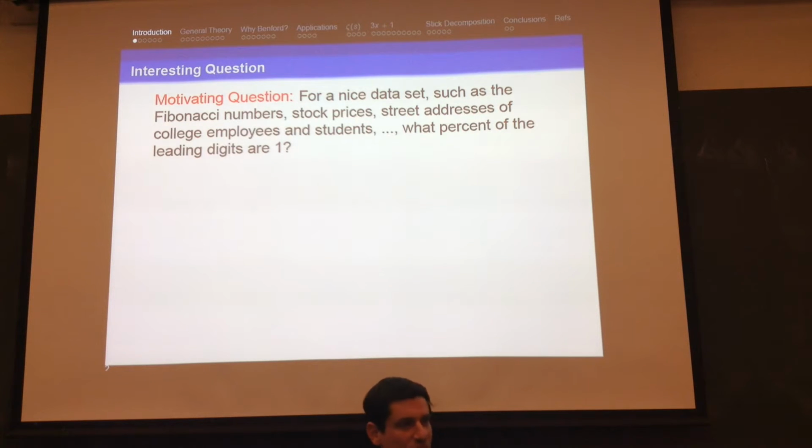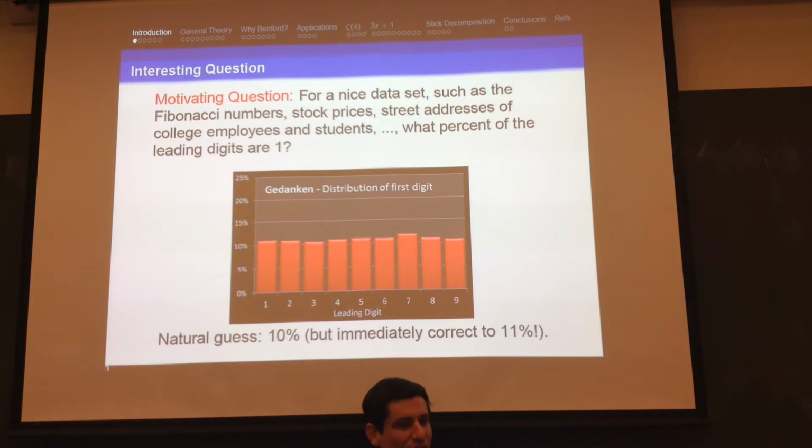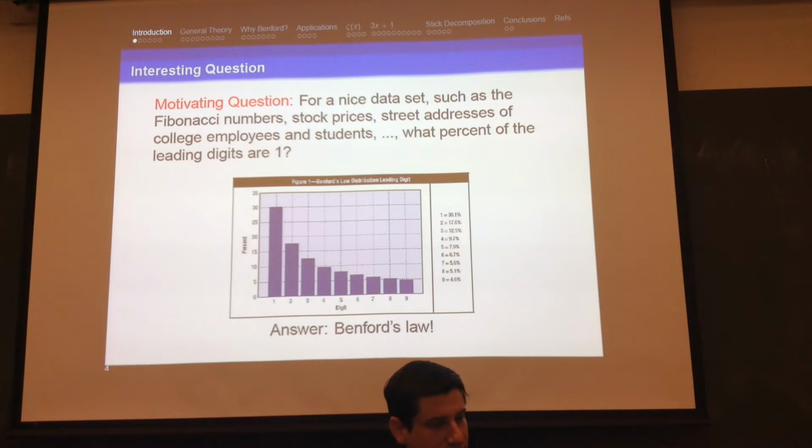10%. And then you realize I'm being a moron, it can't be 10%. What are you correct to? 11%, because it's not going to start with a 0, otherwise the number would just be 0. So the natural guess is 10% correct to 11%. Here's a thought experiment, just some random fluctuations. Here's some actual data.